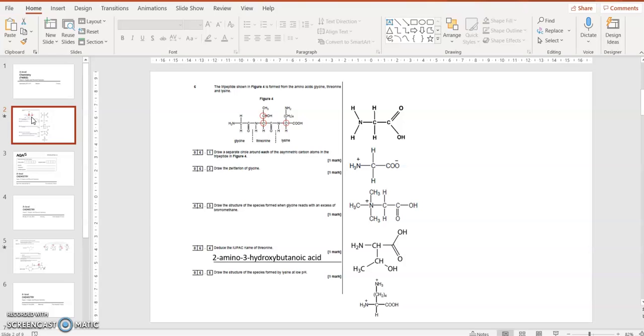At a high pH, the opposite happens. The COOH loses an H plus because at high pH you've got a base. Bases react with acids, so it reacts with the COOH and removes an H plus and makes COO minuses, and all of the COOHs become COO minuses.